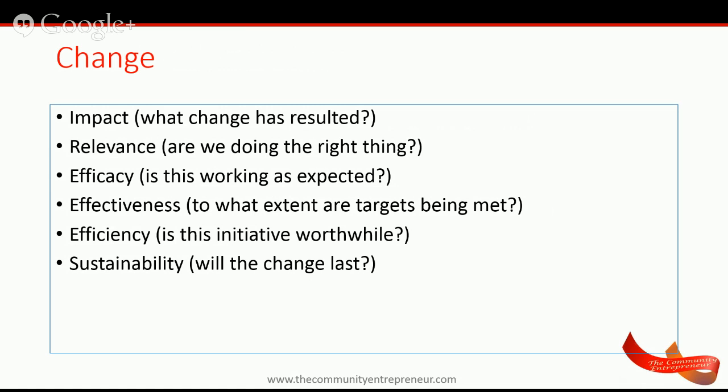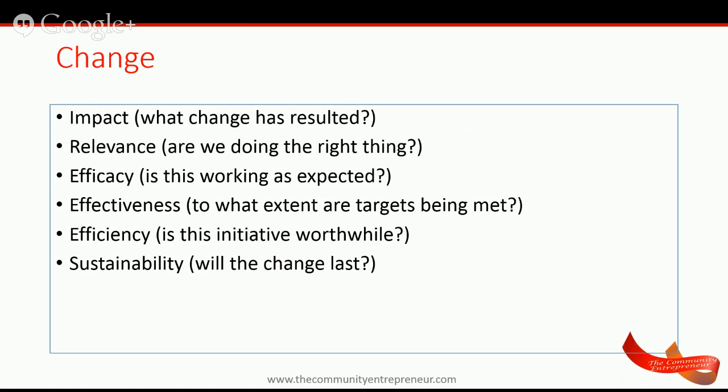Effectiveness: to what extent are your targets being met? Efficiency: is this initiative worthwhile, in terms of resources and time? Is it returning? Is it actually worthwhile for us? And then sustainability is about lasting change.